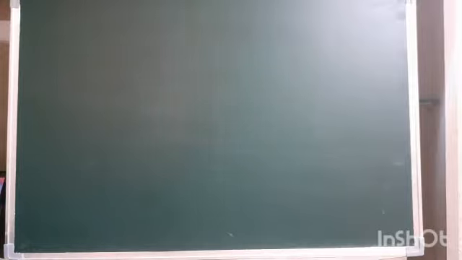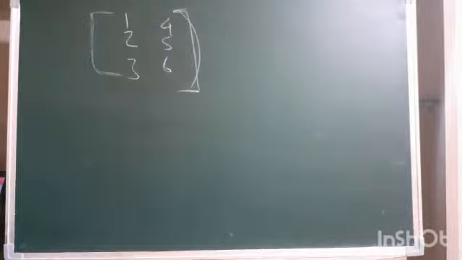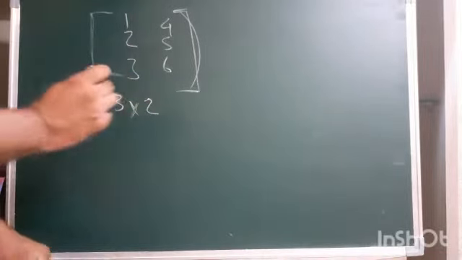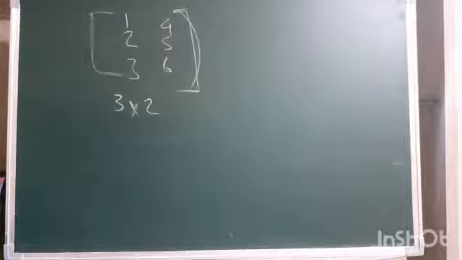Matrices are the arrangement of numbers in a box form. And there is an order of a matrix. For example, the order of this matrix is 3 by 2. 3 rows and 2 columns.